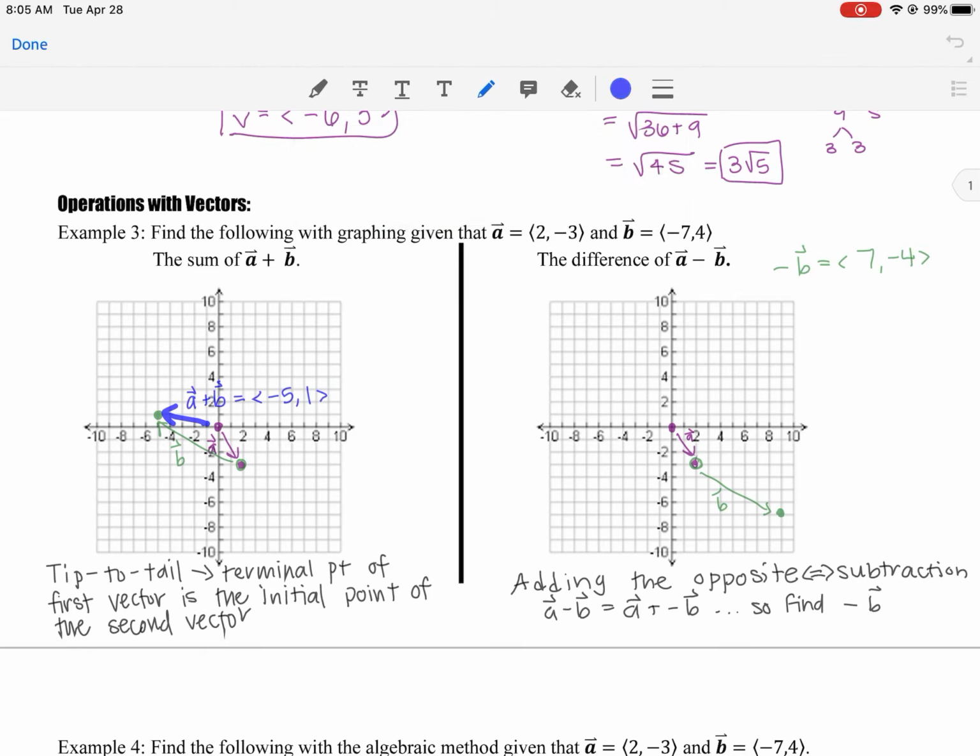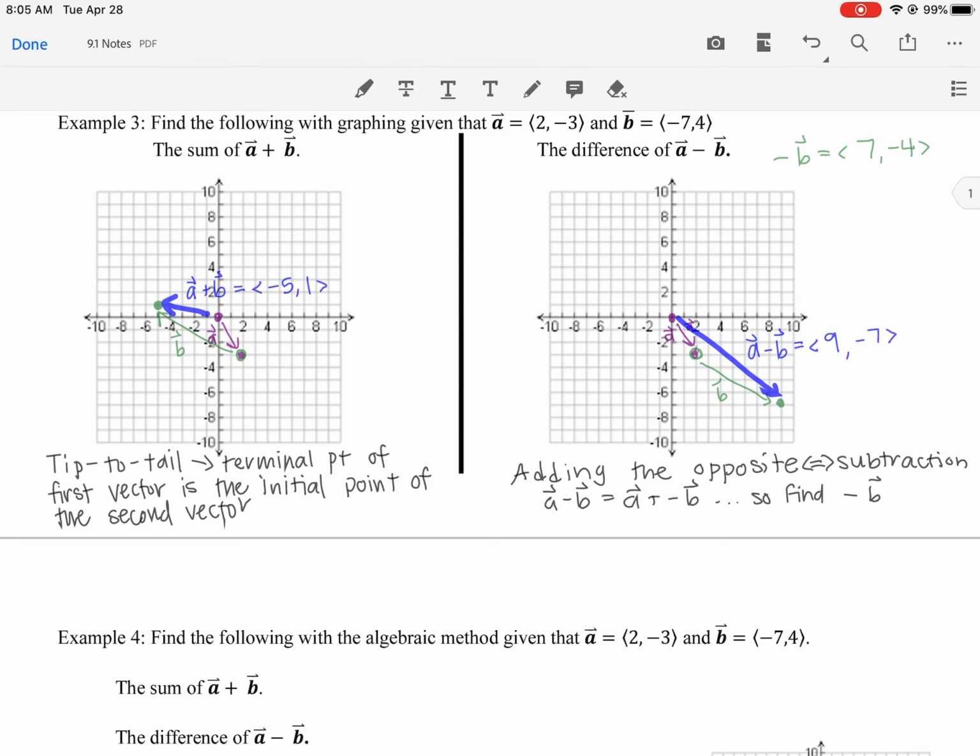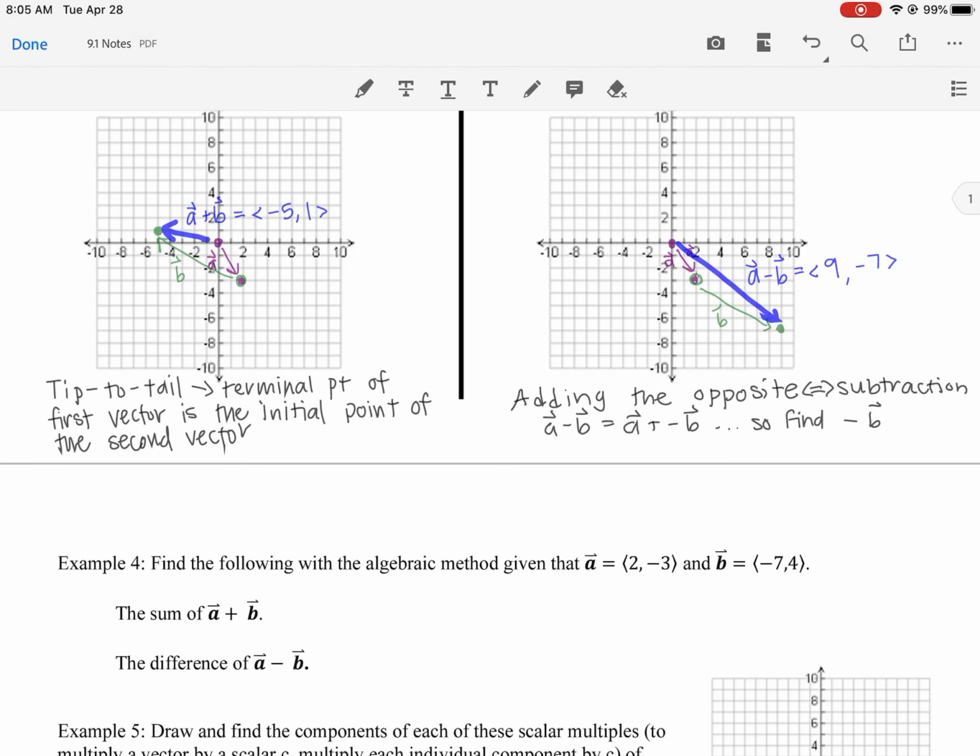Then A minus B, that resulting vector, will be connecting these two. So we get vector A minus vector B. If we count the boxes, we get a positive 9, meaning we're going right 9, and we're going down 7, so a negative 7. While they do want you to understand graphically where this is coming from, and you can see we're just counting the spaces, it's a lot easier to do things algebraically. So if we look at example 4, I have the same exact vectors.